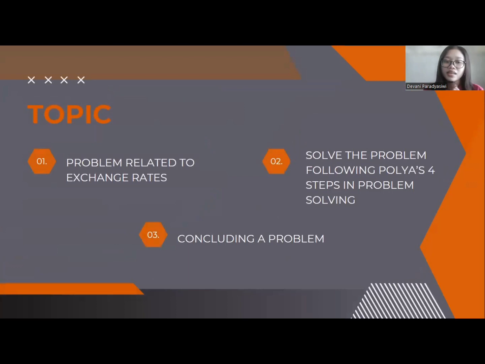So the topic to be discussed today is a problem related to exchange rate, and we will solve the problem following Polya's four steps in problem solving, and then conclude the problem.